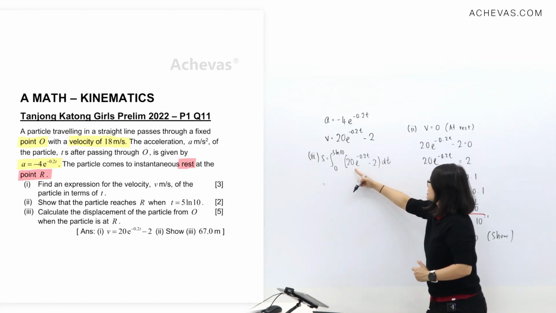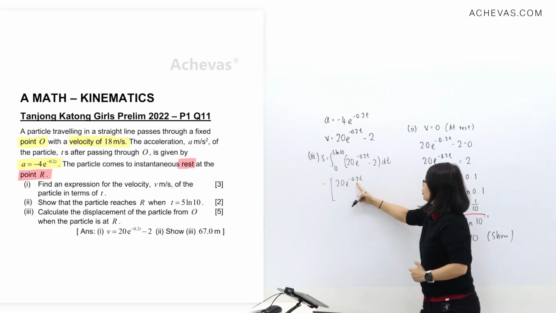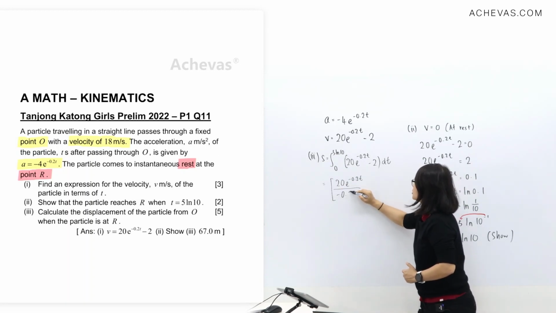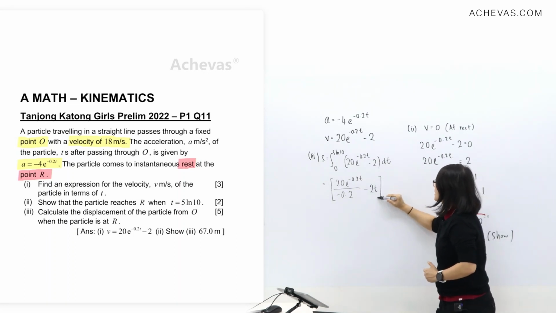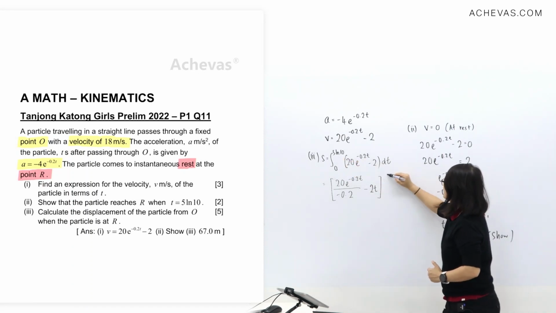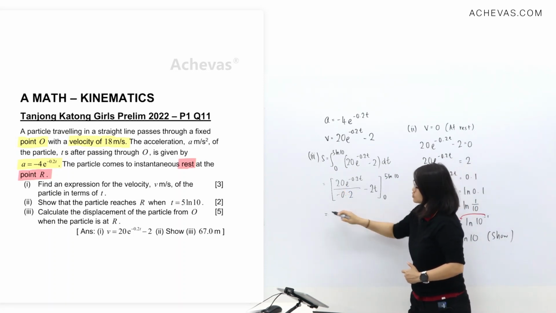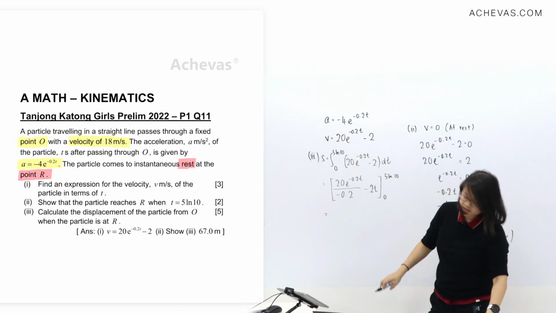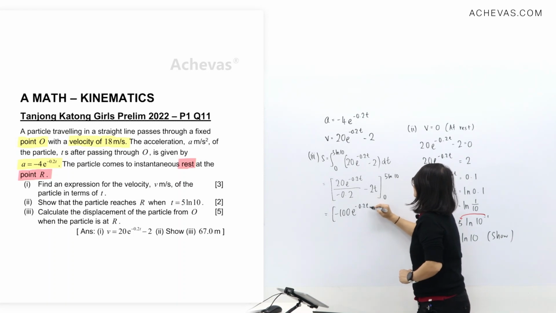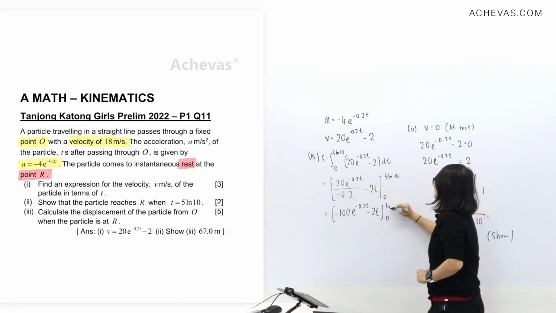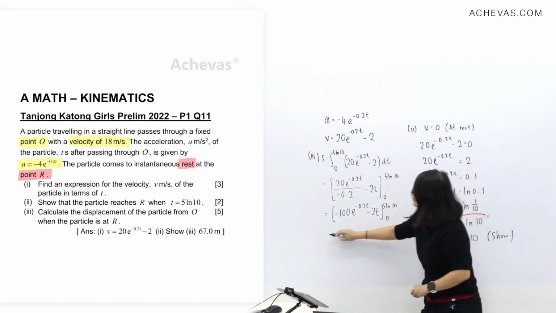Next, let's integrate this one. Copy the entire expression. Divide by the coefficient of t, which is -0.2. Integrating the constant, you'll get 2t. Placing this one at the back here. Let me simplify 20 divided by negative 0.2 first. That will give me a negative 100. And next step, we're going to insert this 5 ln 10 first.